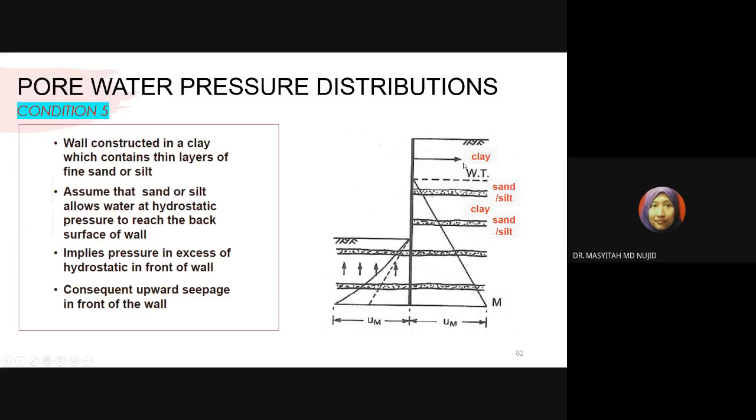And then right now there is non-uniform retained soil behind the wall, which consists of clay, sand or silt here, and then followed by clay and underlain by sand or silt. So this is the net pressure distribution diagram plus the seepage conditions.